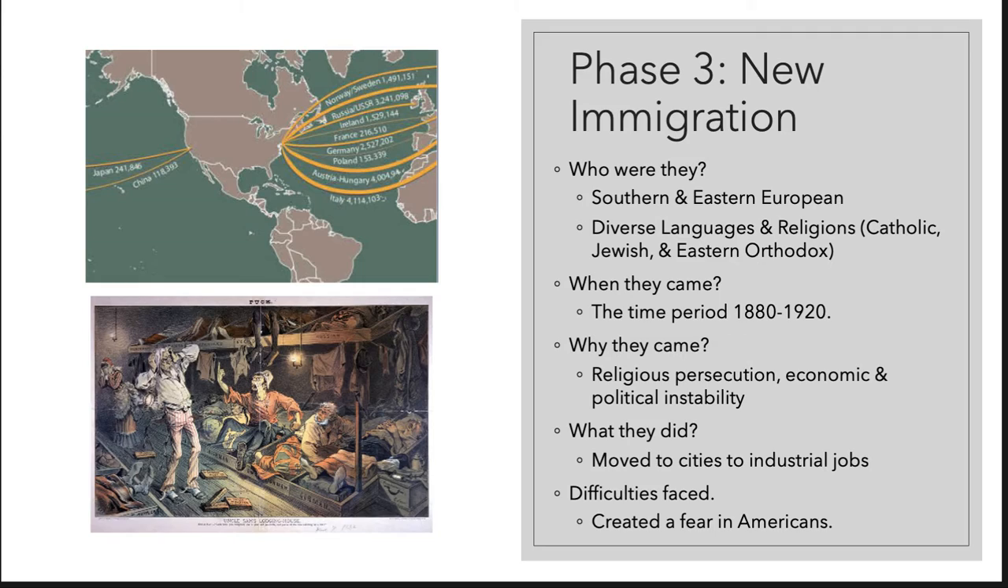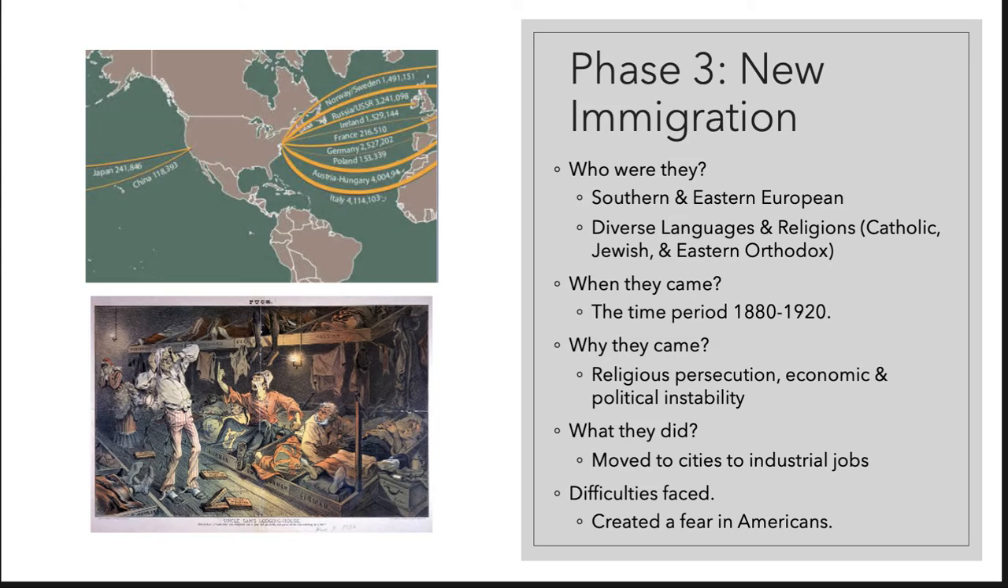This is almost always a question on the Regents. Who was this new wave of immigrants coming to the United States? It was Southern and Eastern Europeans. Okay, if we look at that map that's up at the top, you're going to see the places that are coming here: Italy, Austria, Hungary, Poland, Germany, France, Ireland, Russia, Norway, Japan, China.